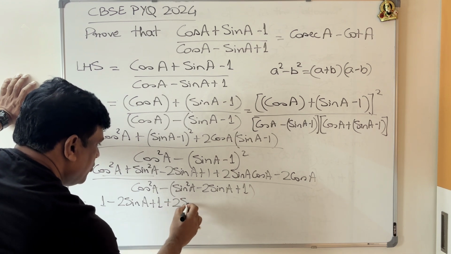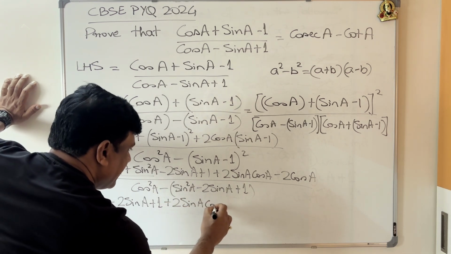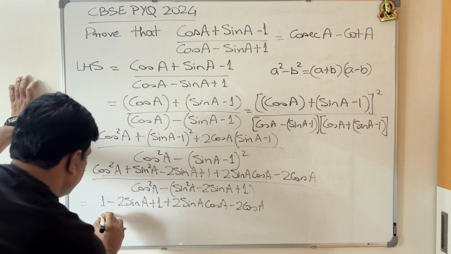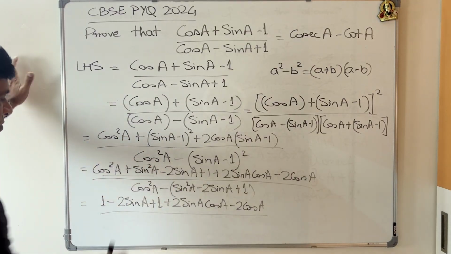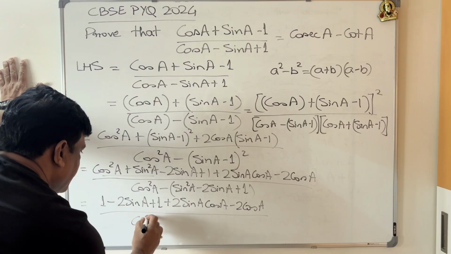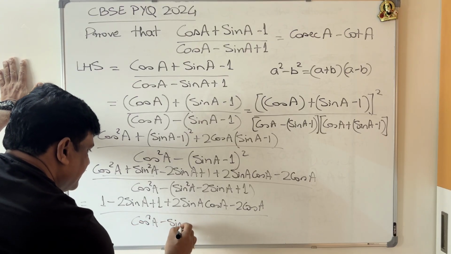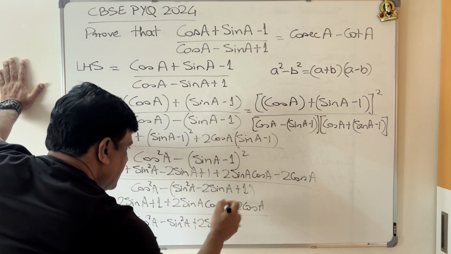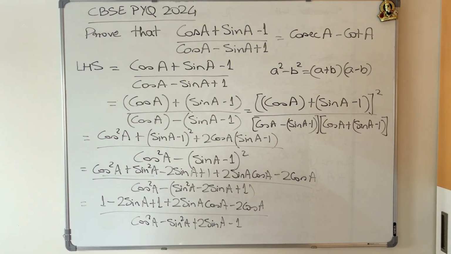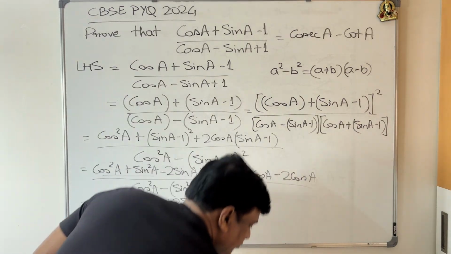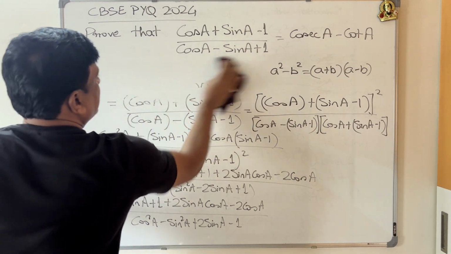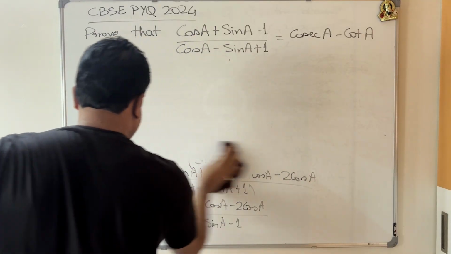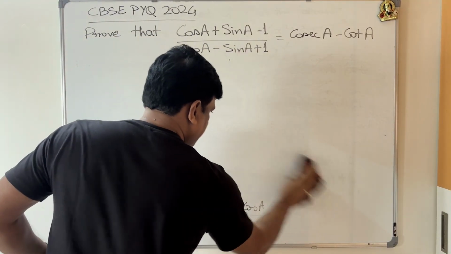Plus 2 sin A cos A. Right? Minus 2 cos A. Okay, that's the numerator. Now open up this one. What do you have? Cos square A minus sin square A plus 2 sin A minus 1. Okay, that's what you have. So let me use the space above so that it becomes easy. That is what you got.